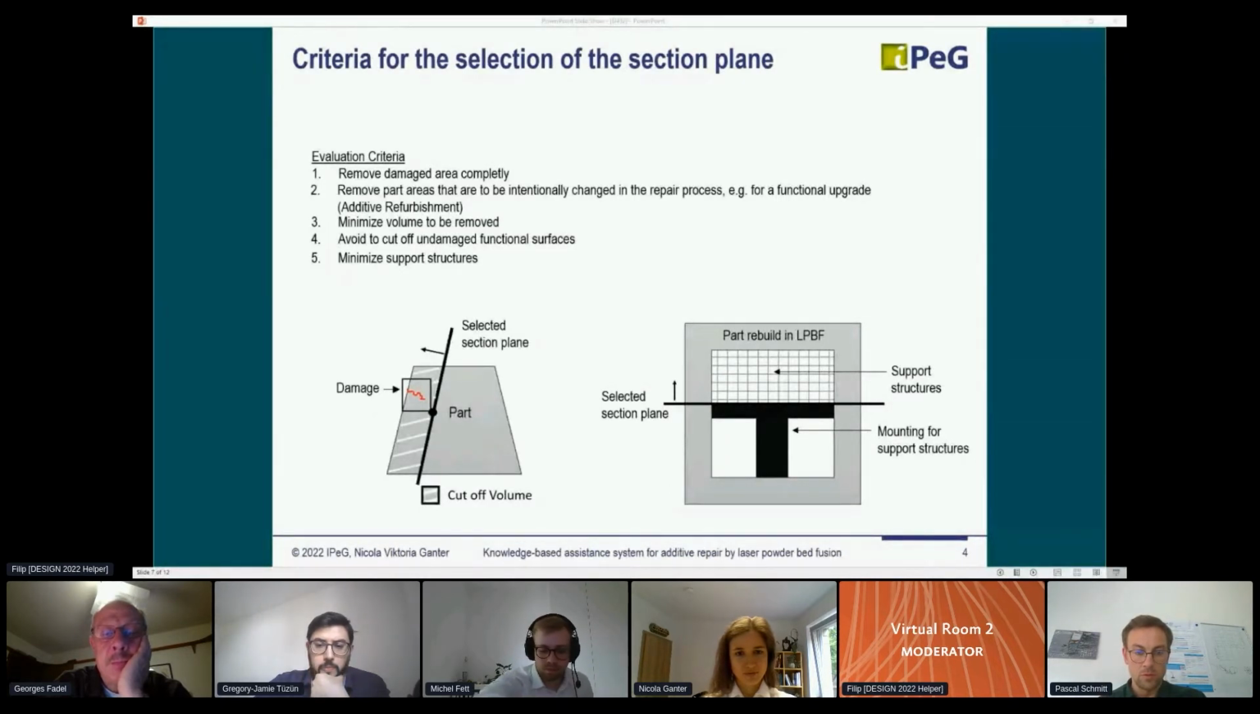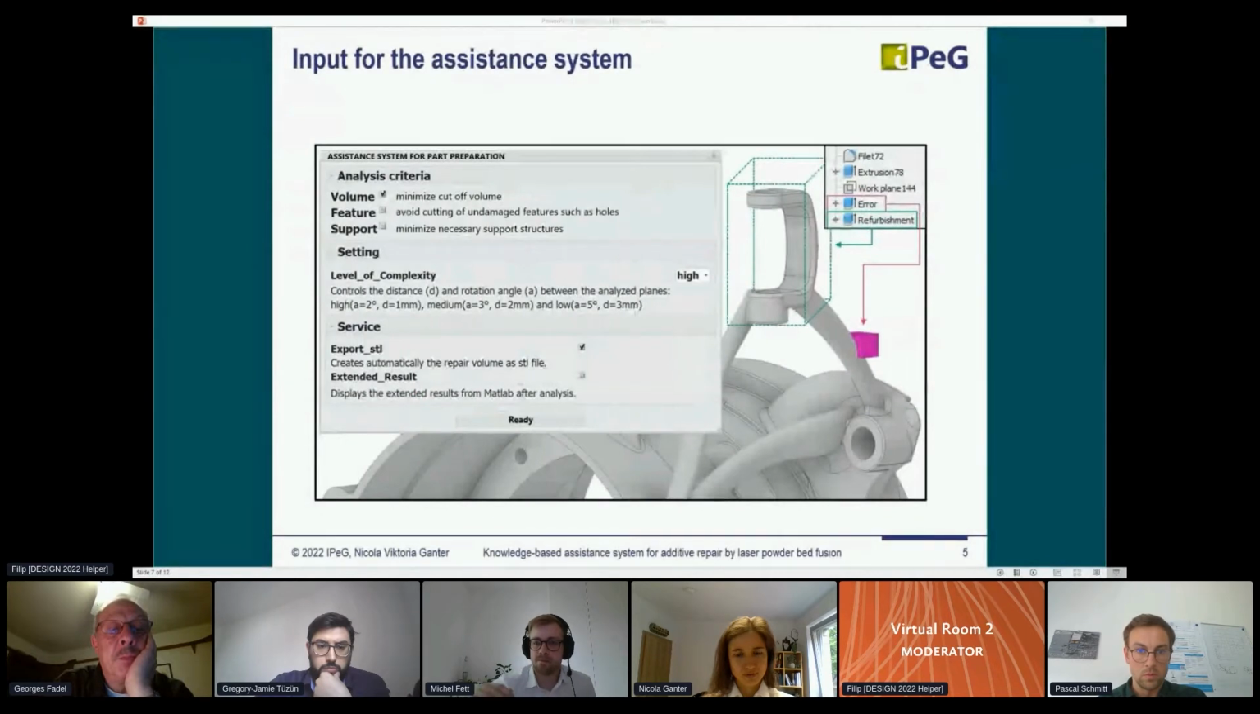Based on these criteria, possible section planes are analyzed in the system. We built the system in the CAD program Autodesk Inventor using the VBA programming environment. Input for the system is the CAD data of the undamaged component. In the CAD model, the user defines the damage and areas to be modified by extruding a box. By naming the extrusion uniquely as error or refurbishment, it can be identified by the program in the structure tree.